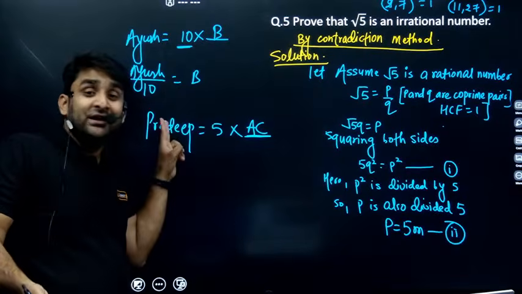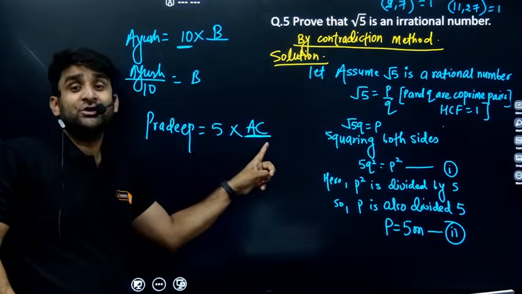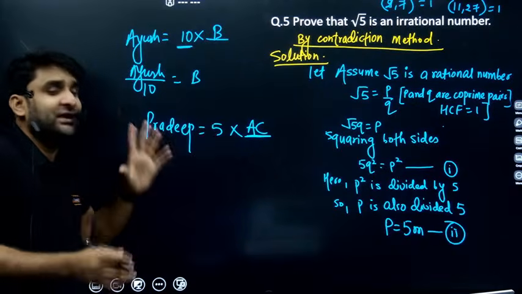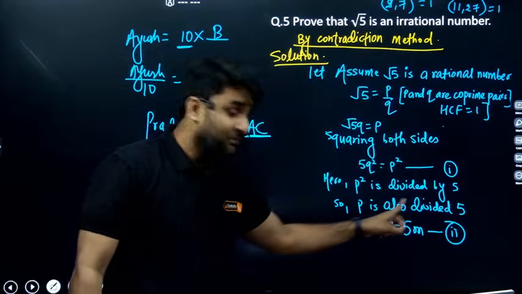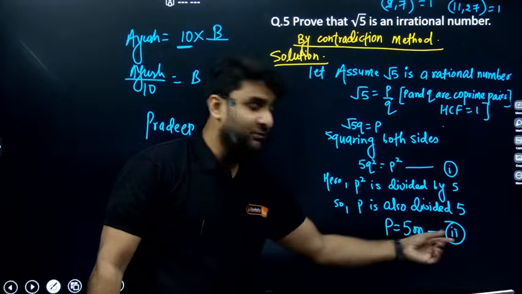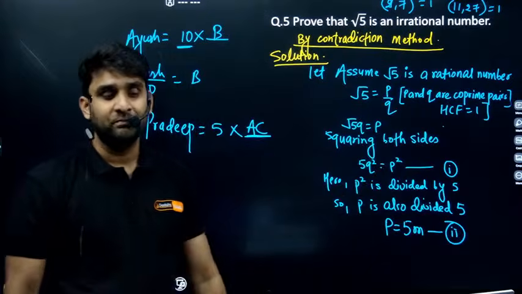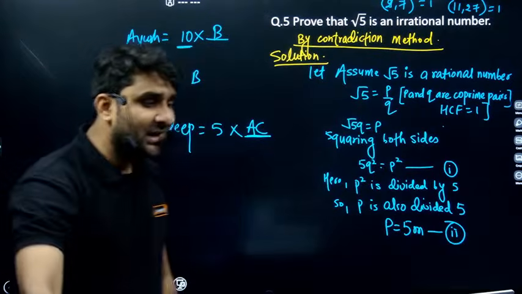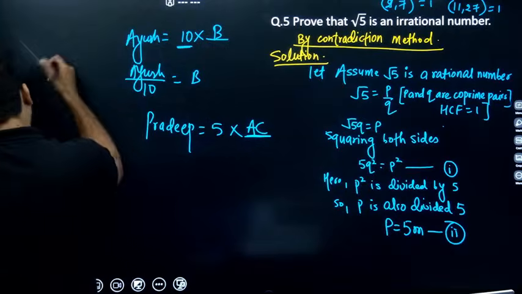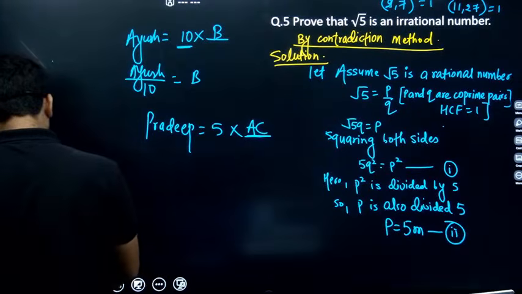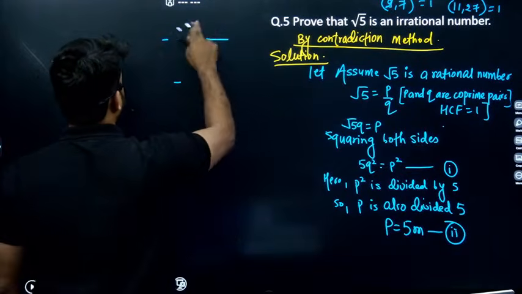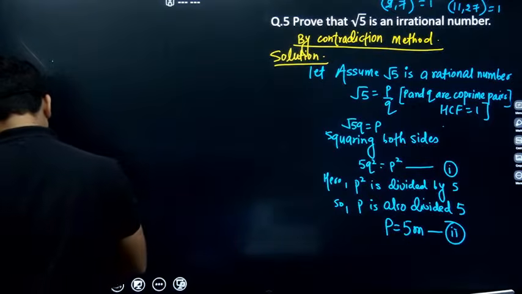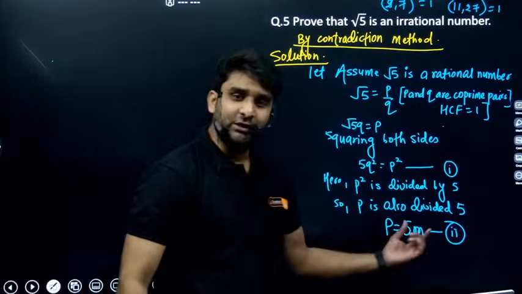Now this equation indicates that if 5 is in multiplication with something, then 5 will be dividing AC. 5 will be dividing P. So P is also divisible by 5. So we can write P is equal to 5M. With 5 you can take anything, whether grapes, bat, dog, cat. I hope this is clear to you all, class 9 champions. So P is equal to 5M.